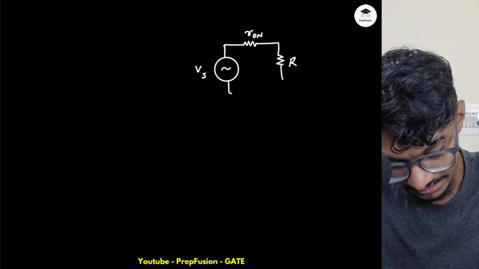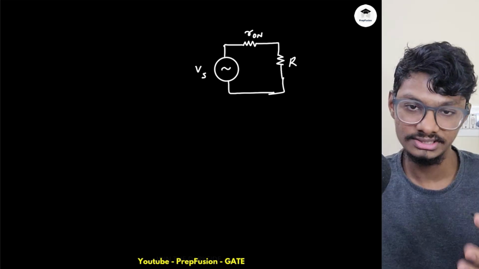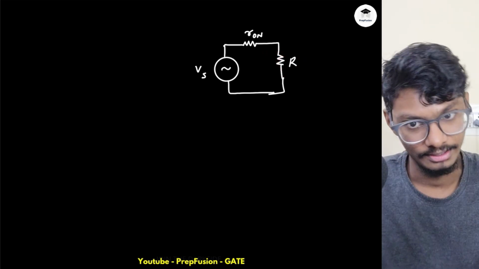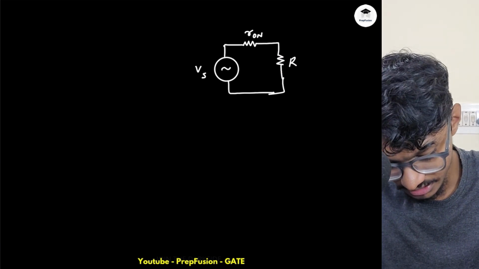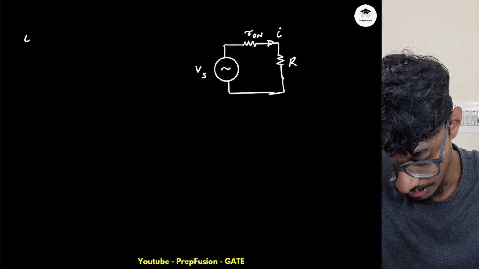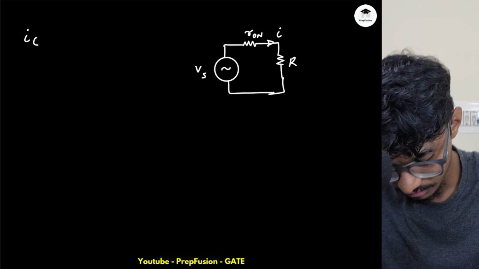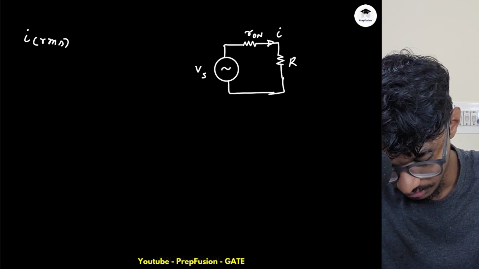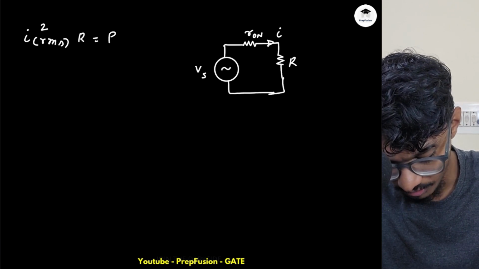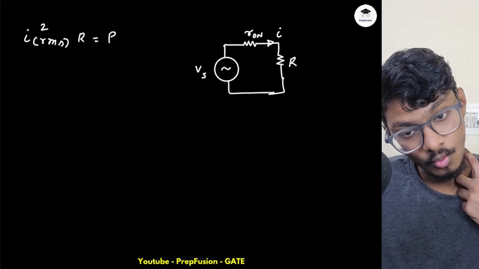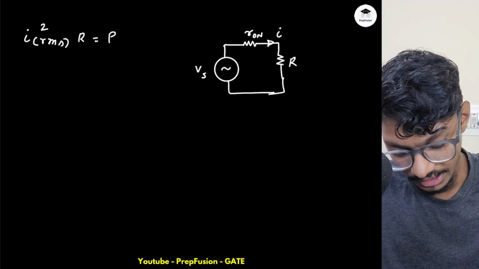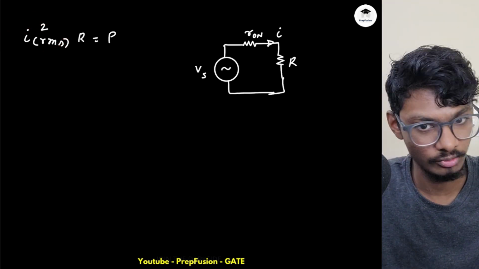What is happening here is that, what is the power consumed in the resistance? The power consumed in the resistance will be simply I RMS whole square into R. This is the power consumed in the resistor. That is what they are asking. What is the I RMS? If I'm able to find the I RMS, I will be very happy.